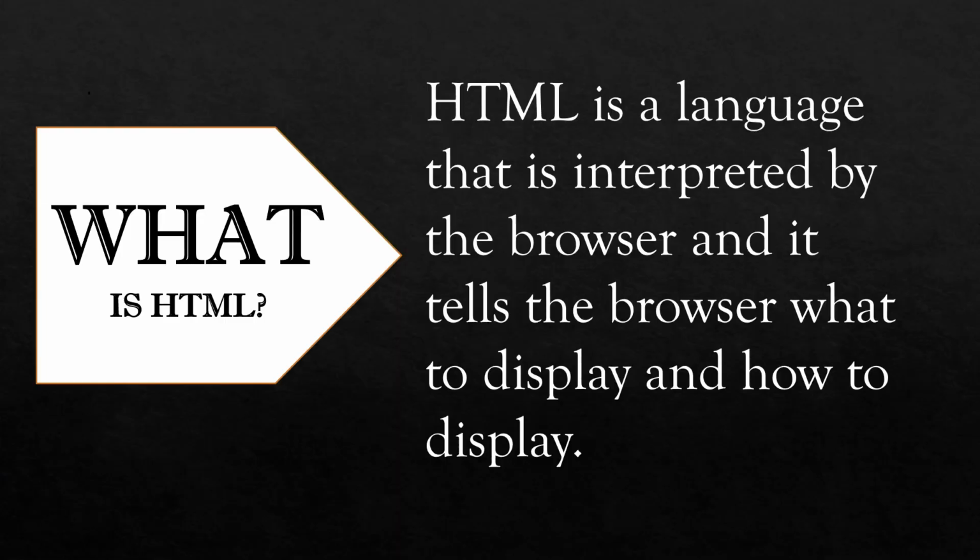What is HTML? HTML is a language that is interpreted by the browser and it tells the browser what to display and how to display. For example, when we search in the browser www.amazon.com, what we see in the display is the HTML content.